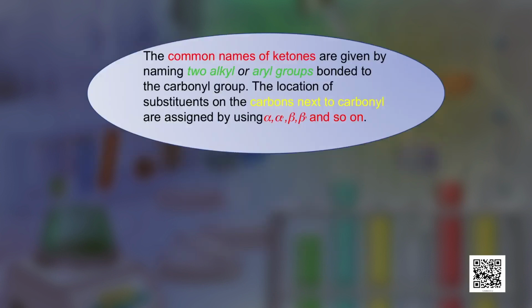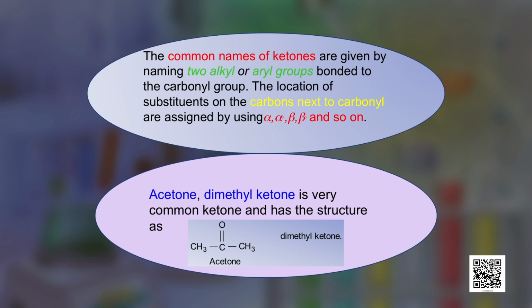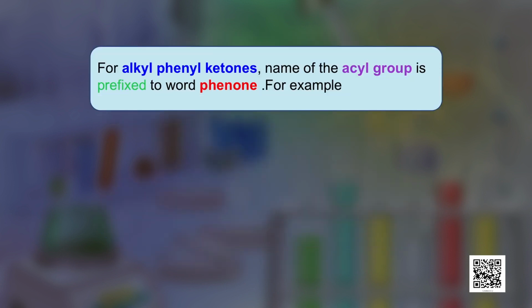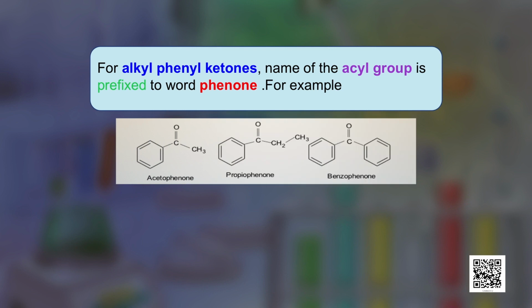The common names of ketones are given by naming the two alkyl or aryl groups bonded to the carbonyl group. The location of the substituents on the carbon next to the carbonyl are assigned by using alpha, alpha dash or beta, beta dash positions and so on. Acetone, which is dimethyl ketone, is very common ketone and has the structure shown here. For alkyl phenyl ketones, the name of the acyl group is prefixed to the word phenone. For example, acetophenone, propiophenone and benzophenone, whose structures are given here.